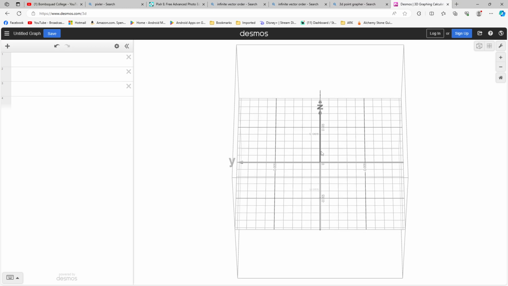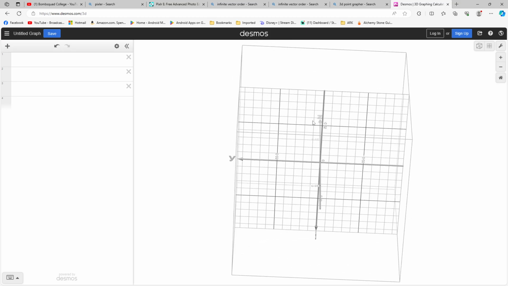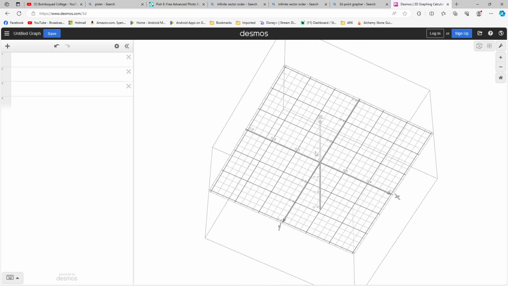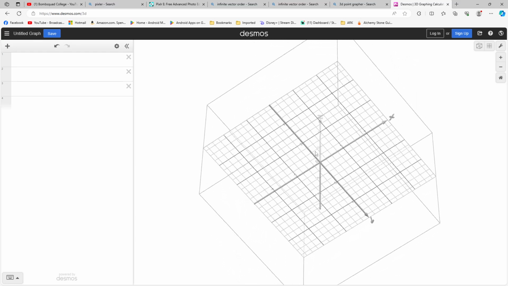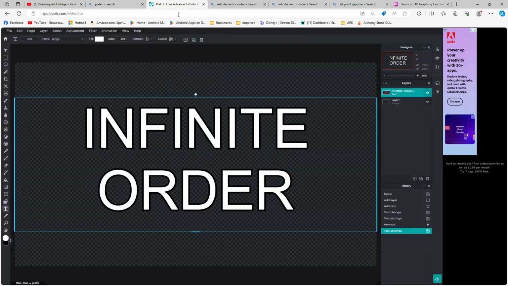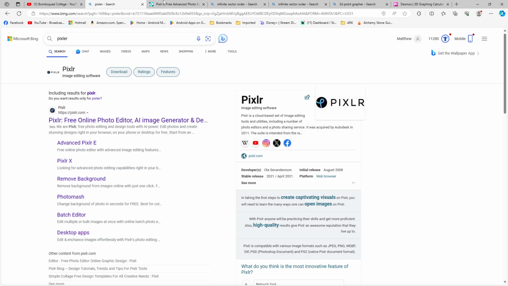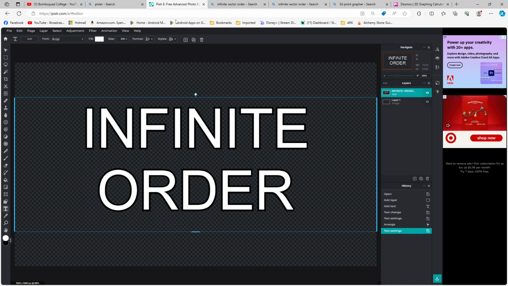You just create hypothetical positions, and this software right here that's in the browser showcases it pretty well, where you can just keep zooming and zooming and zooming forever, right? So infinite vector order is going to need some prerequisite knowledge, and if you go to omgbomber.com and you check out infinite vector dilemma, in this video you can get a decent foundation of knowledge on what I'm going to go over today. But for those of you that are more advanced, stick around.